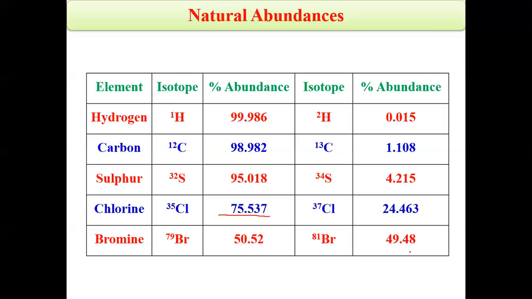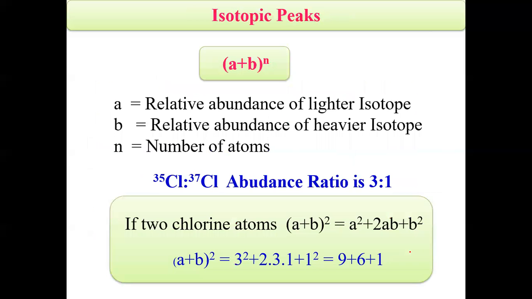So these differences in natural abundances affect the mass spectrometer to a great extent. Largely the mass spectrometer is affected by these different isotopes. Due to the presence of these isotopic elements, isotopic peaks are generated, and these isotopic peaks are recorded in the mass spectrometer. This is the formula which will tell us the intensity of isotopic peaks.